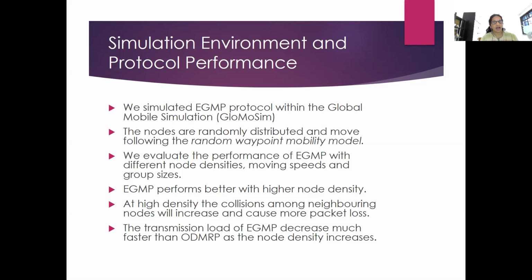EGMP performs better with higher node density. At high density, the collisions among neighboring nodes will increase and cause more packet loss. The transmission load of EGMP decreases much faster than ODMRP as the node density increases. On comparing the performance of EGMP with geographic multicast protocol, EGMP has lower control overhead, lower group joining delay, higher packet delivery ratio, lower data transmission overhead, higher bandwidth utilization, and higher performance.